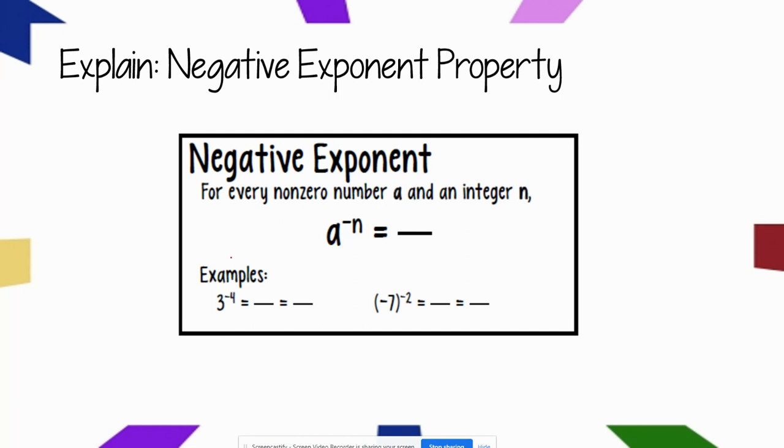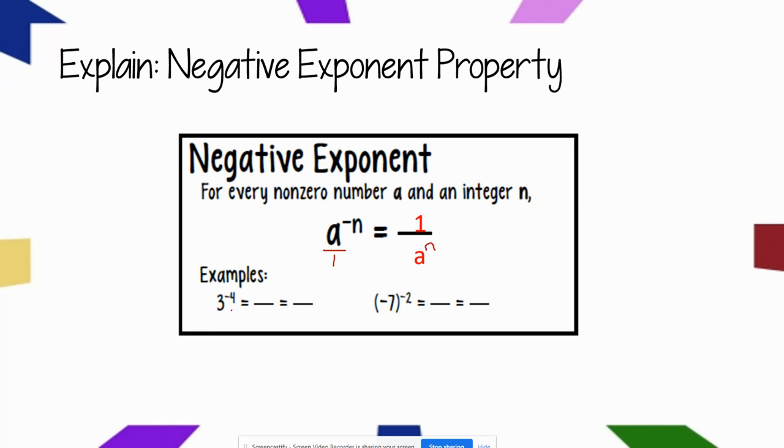Because a is technically over 1, even though we don't see it, but we know that every whole number is over 1, we can take a and move it down to the denominator. And as soon as we move it from the numerator to the denominator, it becomes positive. Well, that would leave us with nothing in the denominator, so we have to put something there, which means we would replace it with 1. So a to the negative n power would become 1 over a to the positive n power. As soon as you flip it, that exponent becomes positive.